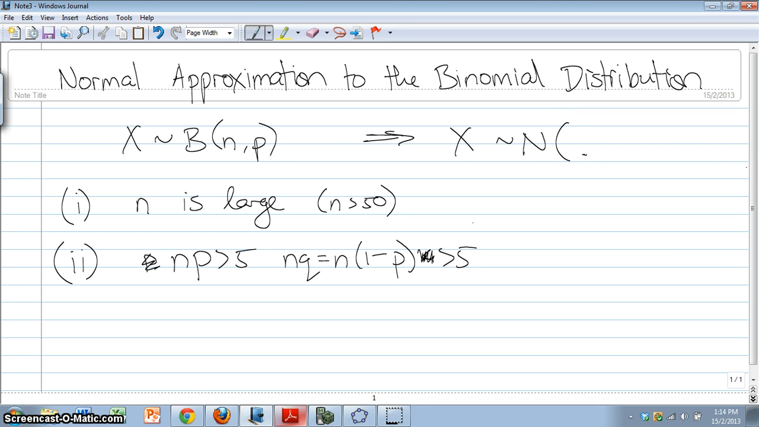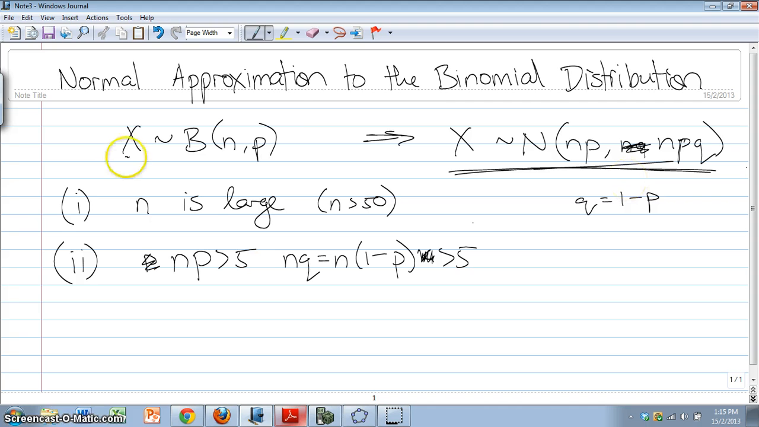But if I think about it, what's the mean of this normal distribution going to be? Well, it's just going to be the mean of the binomial, which is np. And what's the variance of the normal distribution going to be? Well, it's just going to be npq, where q is 1 minus p, if you recall. That's because npq is, of course, the variance of the binomial distribution. So under these circumstances, we can say that this discrete distribution has a continuous approximation.